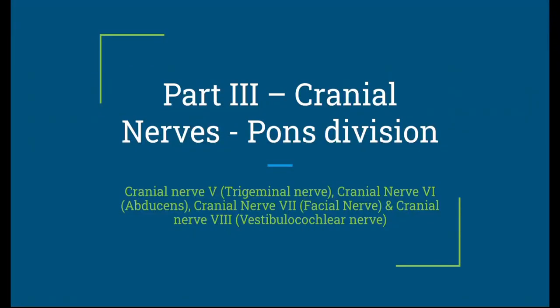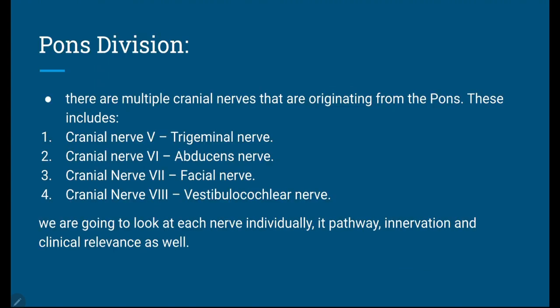Hello everyone. In this presentation we're going to look at the third part of the cranial nerves, which is going to be the Pons Division. In this division we are going to learn about the nerves that originate from the Pons, and we're going to look in the coming slides about that. So the nerves that originate from the Pons, there are four of them.